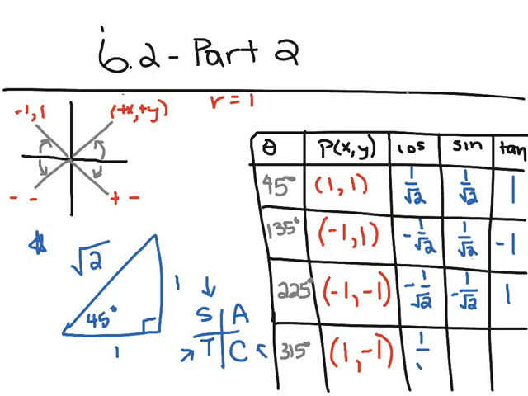So we have 1 over root 2, negative 1 over root 2, and negative 1. And we can fill in all of our ratios. For each of the reference angles, the only thing that will change about your ratios is whether or not it's positive or negative. Otherwise, the numbers will be the same.